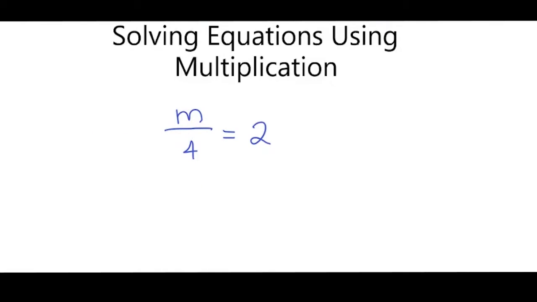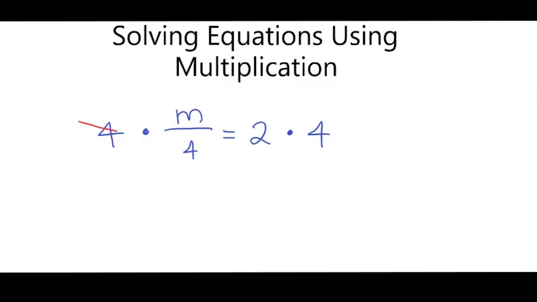So in order to solve this, I have to undo the division. And the way you undo the division is with multiplication. So I'm going to multiply both sides of this equation to balance the equation. I'm going to multiply by what's on the bottom of the fraction. So I'll multiply both sides by 4.